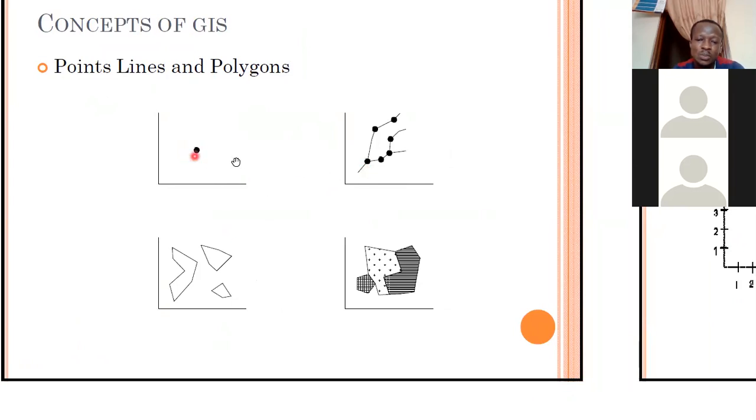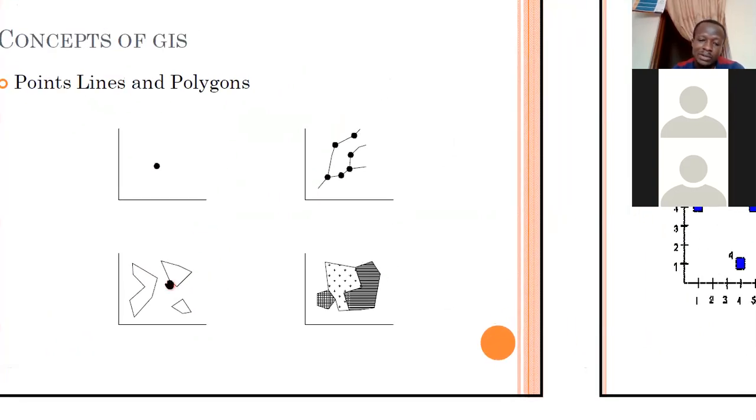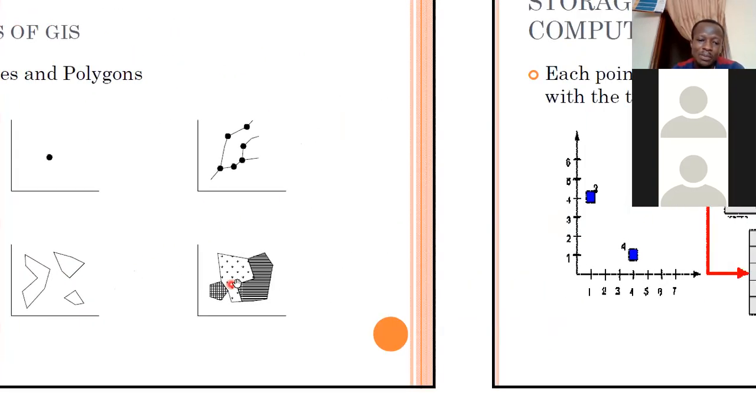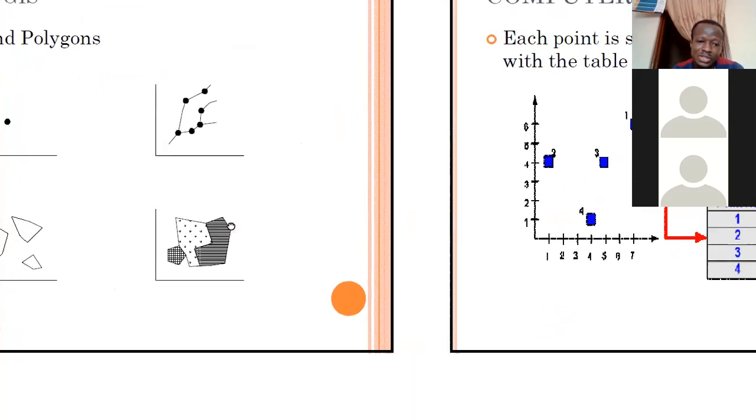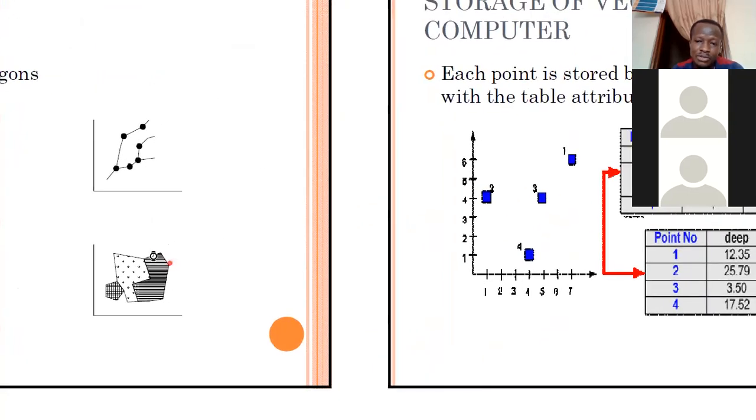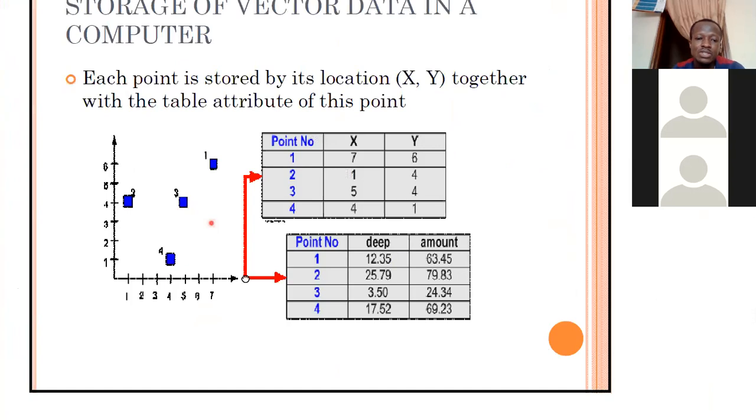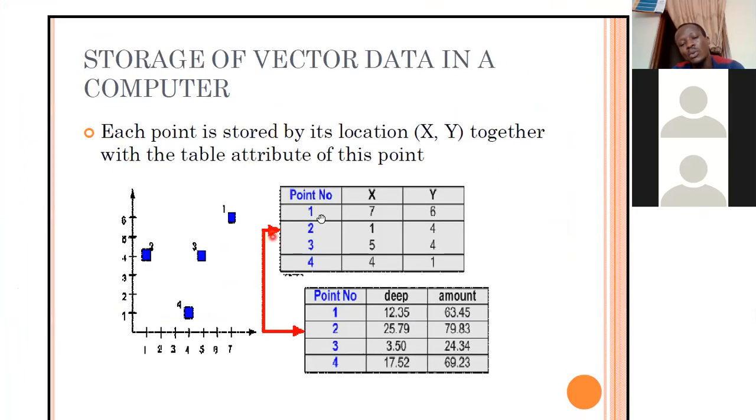If you don't know what a point looks like, that's how a point looks. Then you can join 2 points to get a line, a linear object. Then you can join linear objects and close them, and you get a polygon. Here are a couple of polygons joined together, sharing common boundaries. And then we can store the points within the computer in a tabular form.